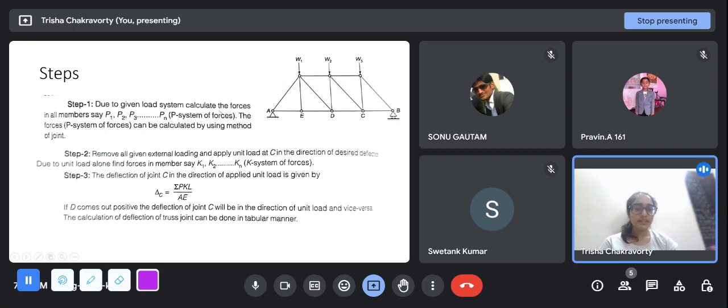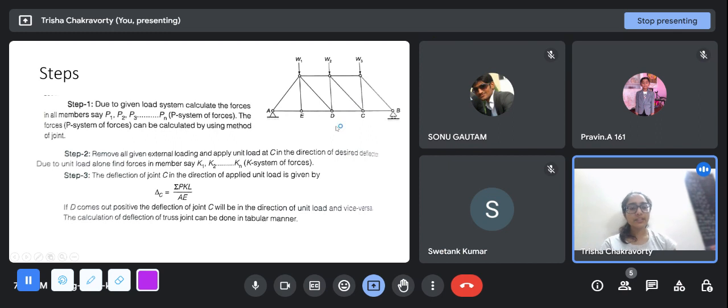So the number of members is n. You will end up with P1, P2, P3 ... Pn. You will use the method of joints. Then step 2 is, forget about all the external loads. This W1, W2, W3, whatever was being applied, you remove them. You keep the truss, you keep the same boundary conditions, and you apply a unit load at the node.